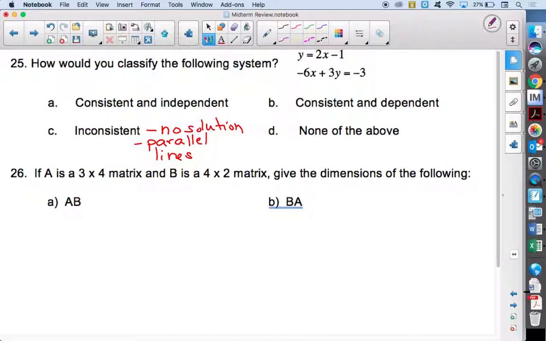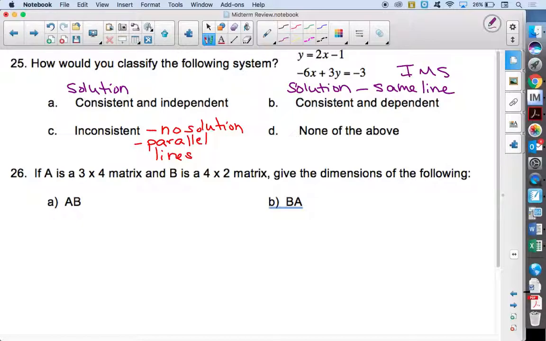Consistent means there is a solution. And then there's 2 different options for consistent. It could be independent or dependent. Virginia? Is it the same line? Right, so if it's consistent, it means there's a solution, and they are the same line. So we always said that was infinitely many solutions. It's dependent because all of the answers on one line depend on the other line connecting with it.